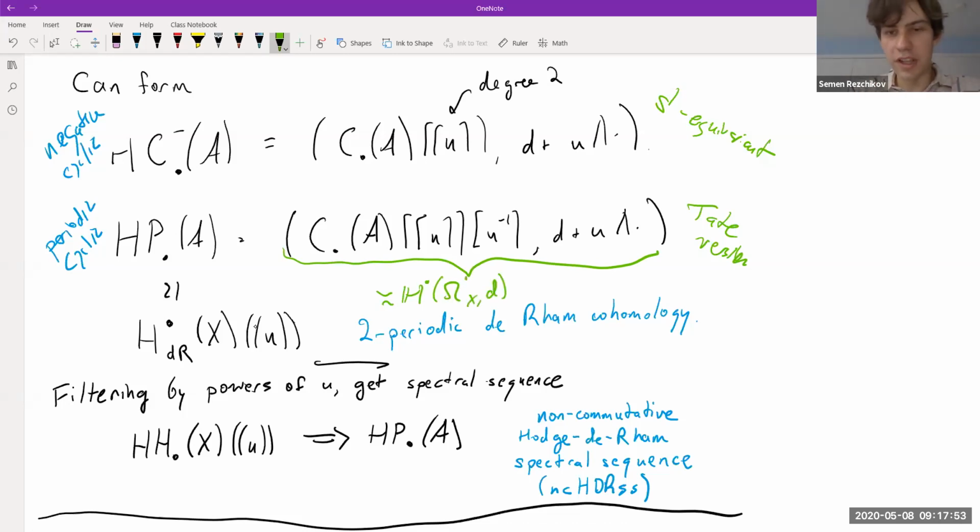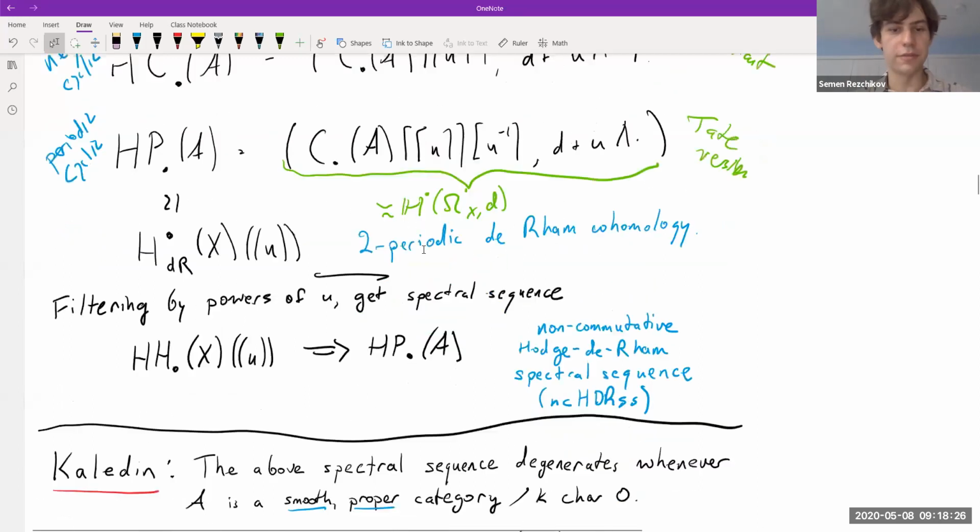Because what we did is, if we ignore this Connes operator part, that's just the differential forms, and then we've added on a new differential. But because we had to add in this variable of degree 2, it ends up mixing things up. So if you filter the periodic cyclic homology by powers of u, you get a spectral sequence starting from the two-periodic version of Hochschild homology and converging to periodic cyclic homology. And this is called the non-commutative Hodge-de Rham spectral sequence.